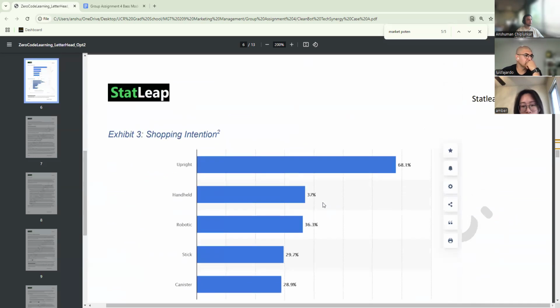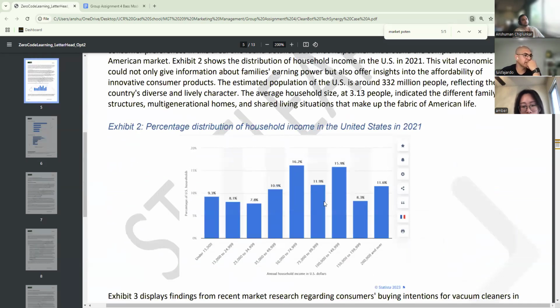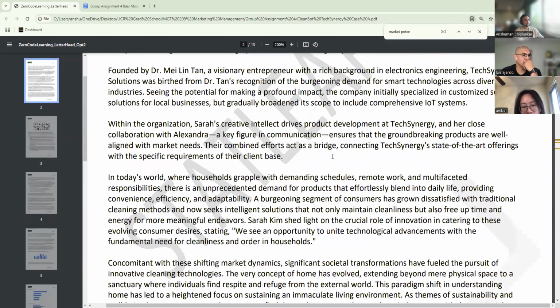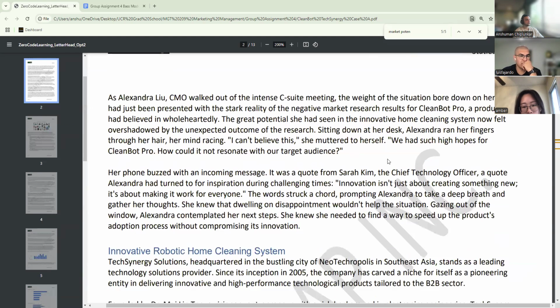Yeah, that's a really good question. So, what we're saying is that we have a product that's very well represented by the base model. So we have some security in knowing that we're going to use the base model to predict what our sales are going to look like over the next few years. We're trying to say what percentage of the market can we capture, right? From the very beginning of the article, it says that we had such high hopes for CleanBot Pro. How could it not resonate with our target audience, right? So what they're saying is that it hasn't tested well qualitatively. It doesn't resonate well.